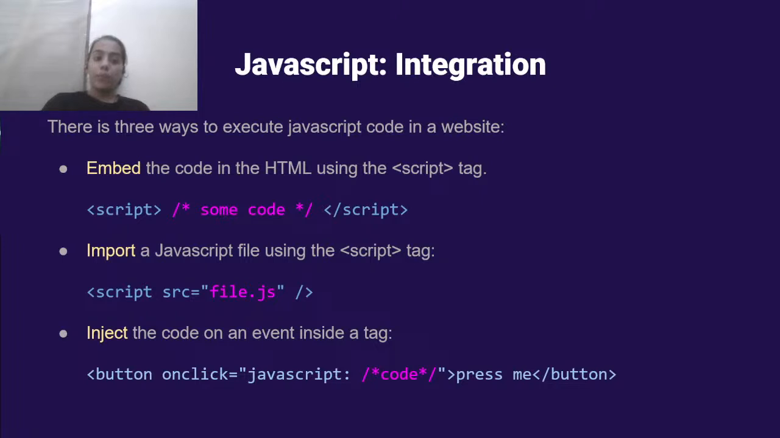Second is to import a JavaScript file using the script tag. So script source, where you want this JavaScript file from. Third is to inject code on an event inside a tag. So if you want a button to do something specific, you can write there only what you want it to do. So in the example given below, we have a button onclick JavaScript, which would give us some code, and then you can check if the button is working or not.